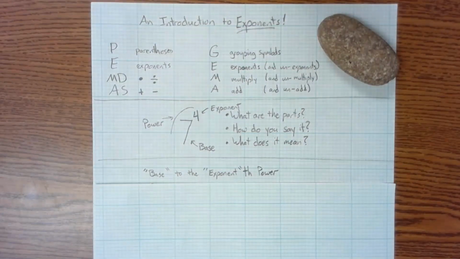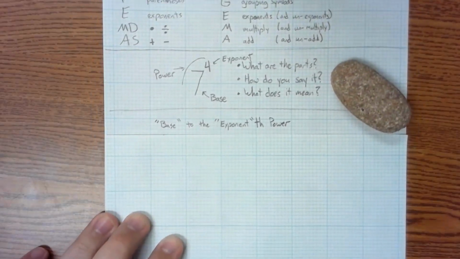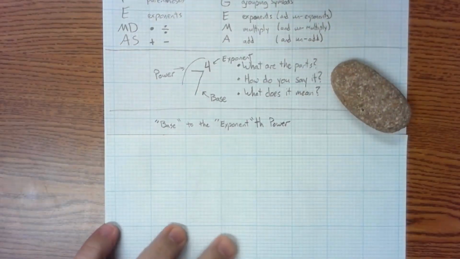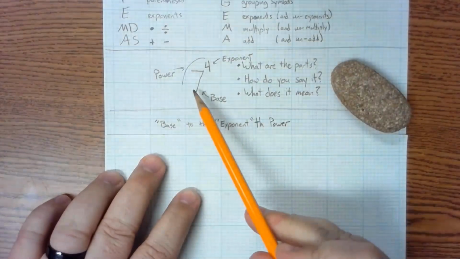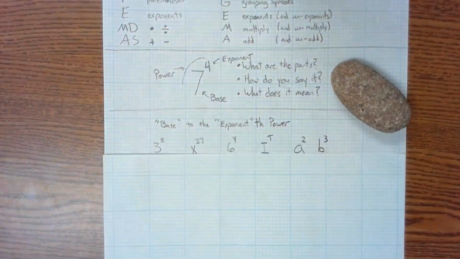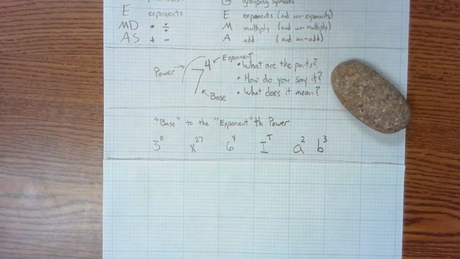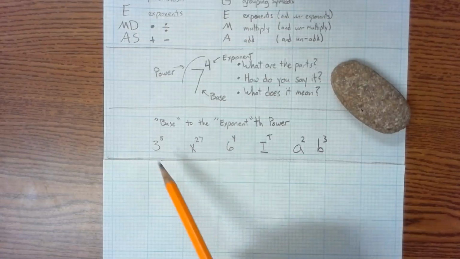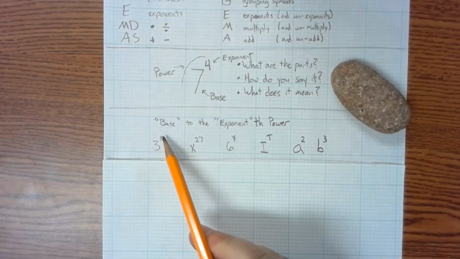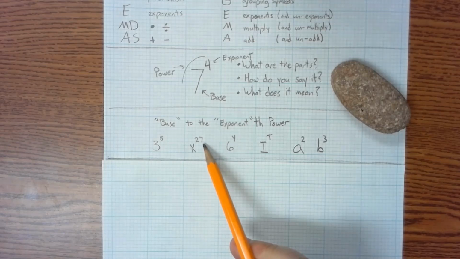Now, how do you say it? Come on down here, Rocky. Thank you. You say base to the exponenth power. So I would here say 7 to the 4th power. Here's a couple sample problems. Just try to say them out loud. Base to the exponenth power. 3 to the 8th power. Try this one. X to the 27th power.